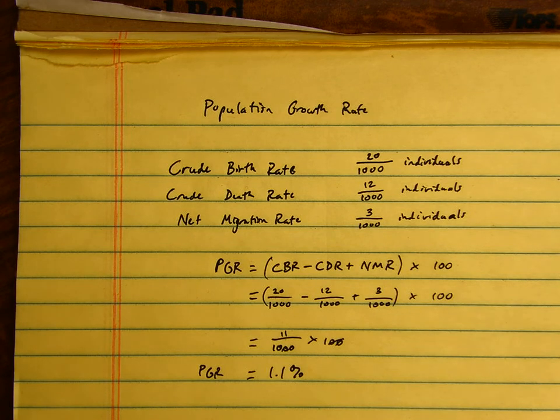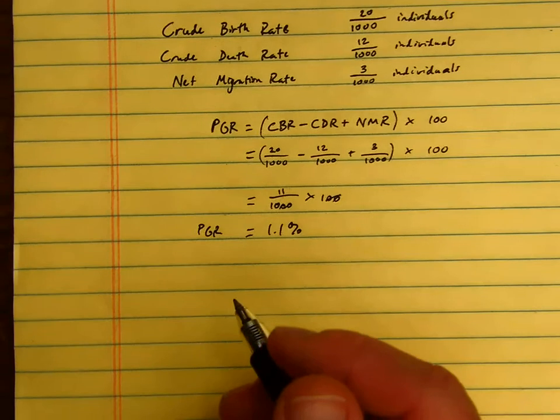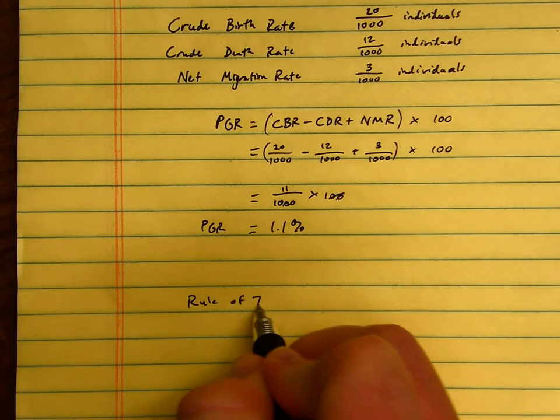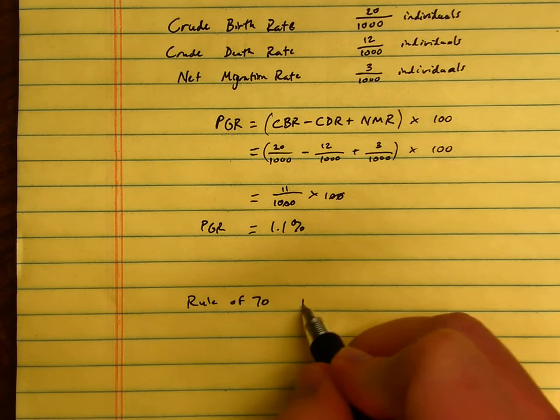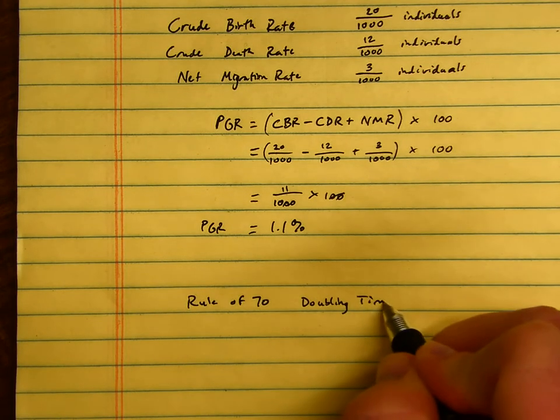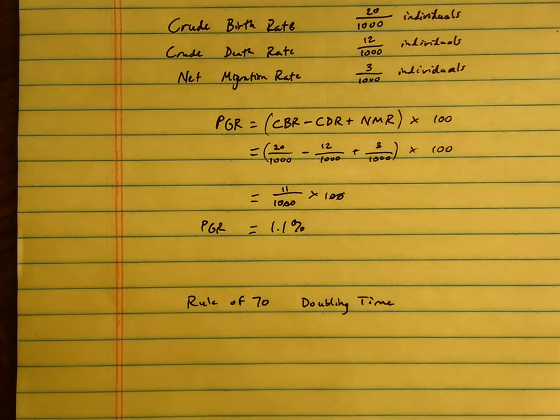Now, there's a thing called the rule of 70. I'll move this up just a little bit. Now we'll talk about the rule of 70. This is basically talking about a population doubling time, or how many years it will take for a population to double. Go from 100 to 200, then 200 to 400, and et cetera.